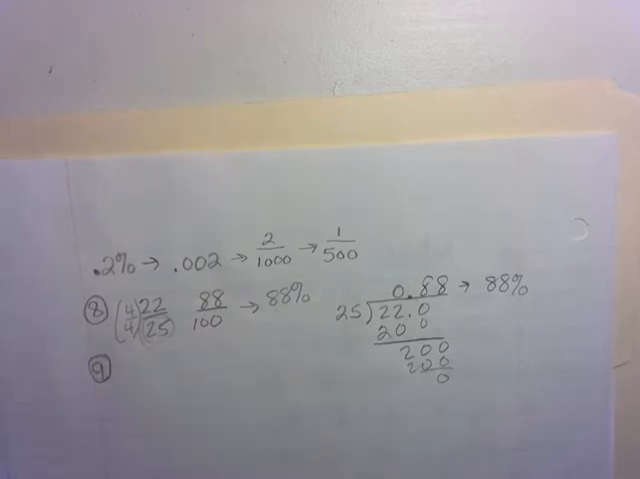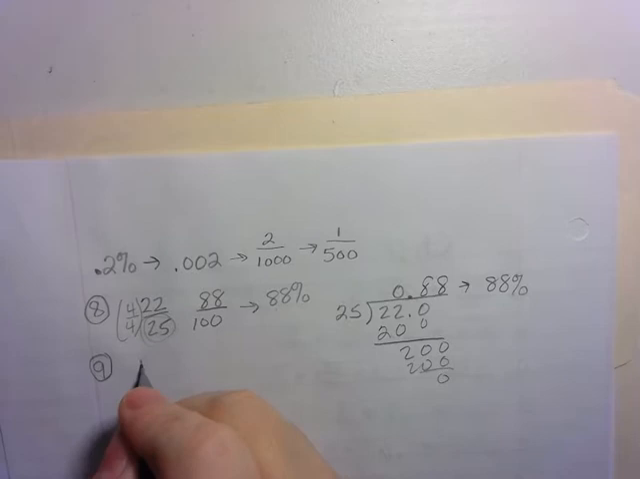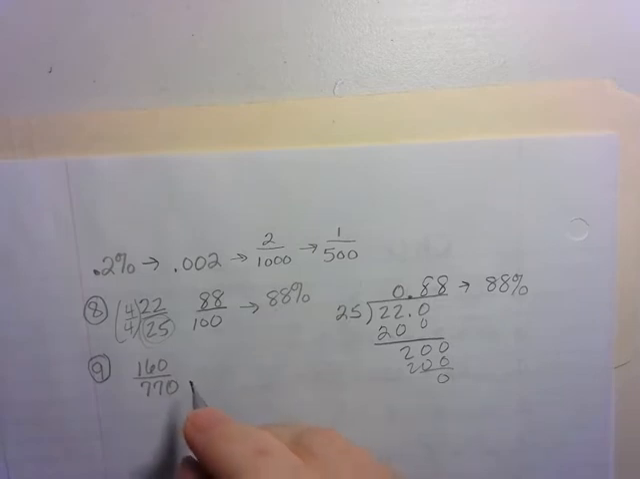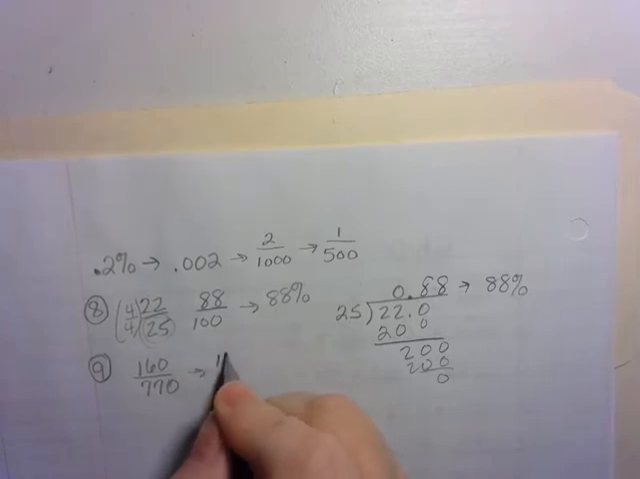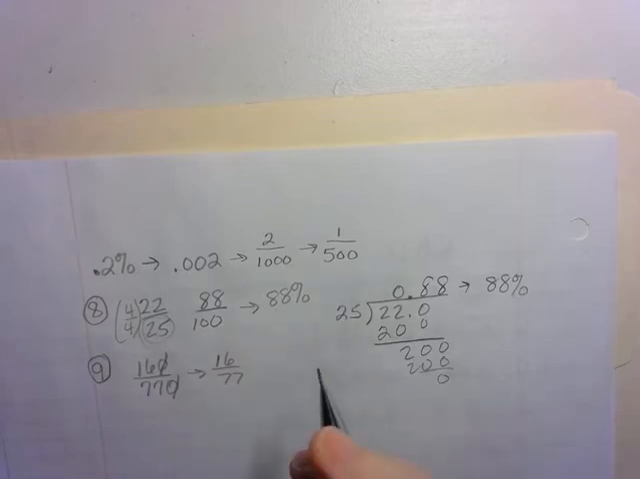So I will do 9 through. In example 9, we have 160 people out of a total of 770. So we're going to write it as a percent and a fraction. So here's our fraction. We can reduce that to 16 over 77. We can just reduce by 10.